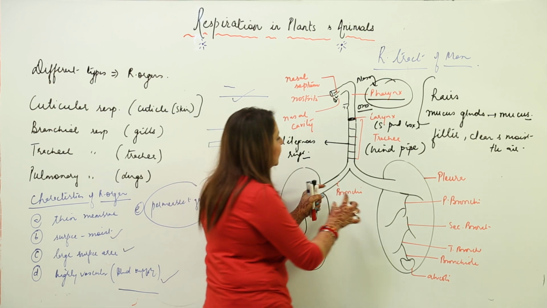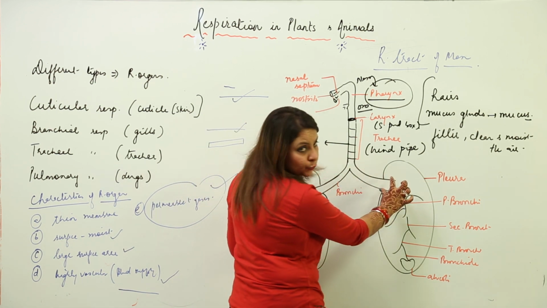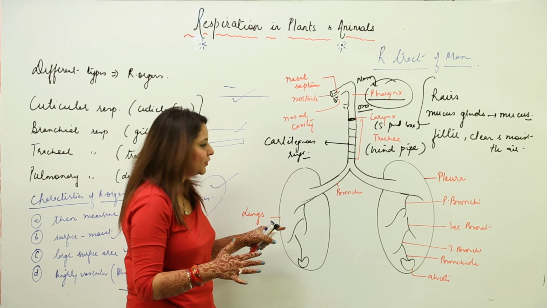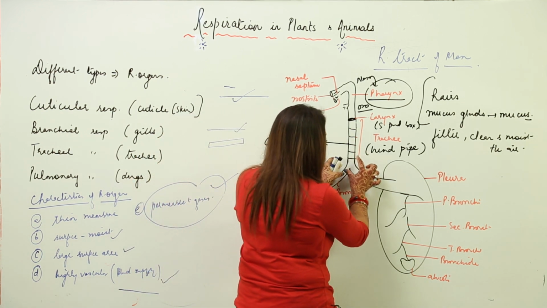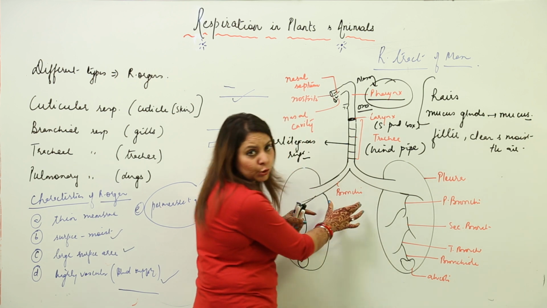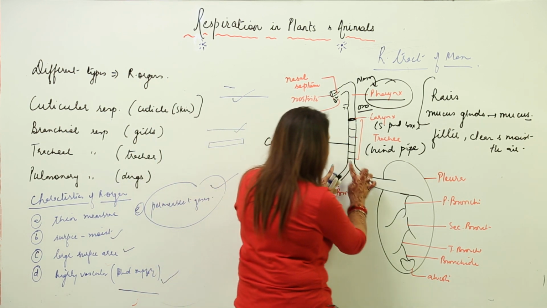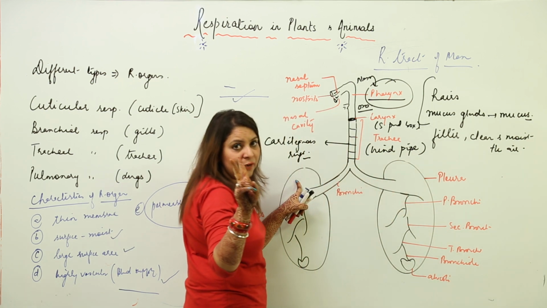Then you see that the trachea divides into 2 branches which are entering into 2 lungs. These are the lungs which are located in the thoracic cavity. So they divide into 2 branches, and each branch is called a bronchus. Each branch is called a bronchus. The bronchi enter into 2 different lungs. As you all know, we have 2 lungs.